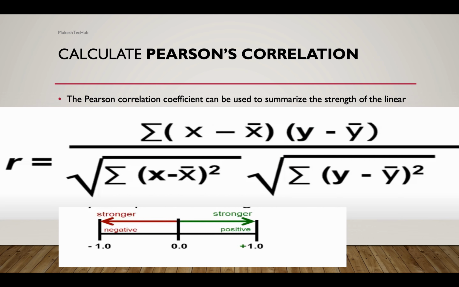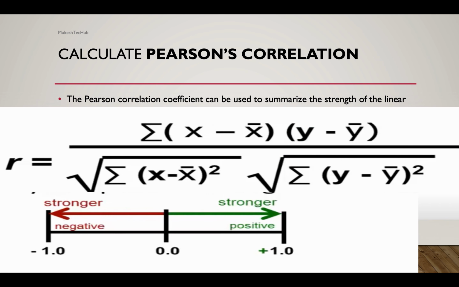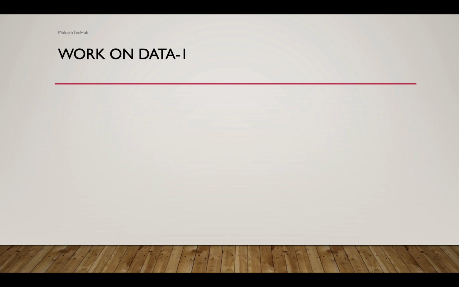And if that value lies between -1 to 0, then we can say this is negative. Okay, and stronger, negative is strong, right? So this is the metric, based on that we can calculate. Now let's move forward. I'll show you a working data example of how we can calculate.